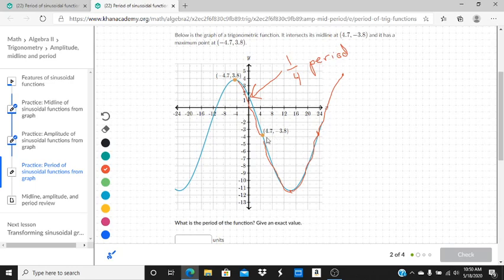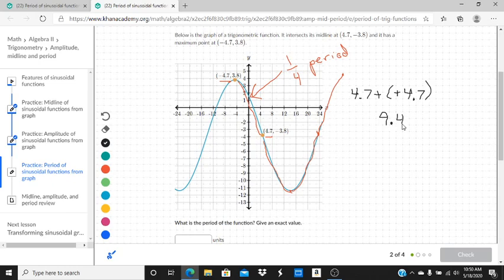Okay, so we're going to take the higher x value of 4.7. We're going to subtract the lower x value, negative 4.7. And then we're going to multiply that value by 4. So we have 4.7 subtract negative 4.7. So that's like adding a positive 4.7. So 4.7 plus 4.7 is going to be 9.4.